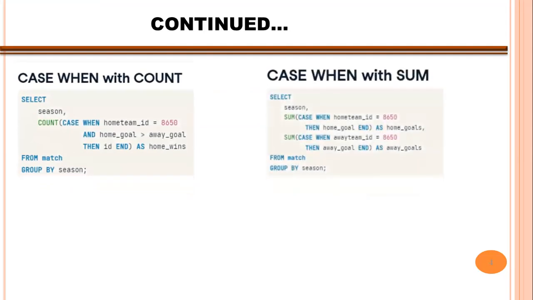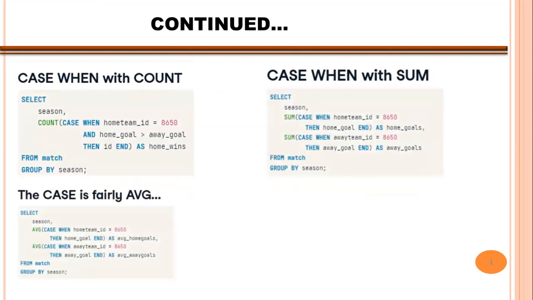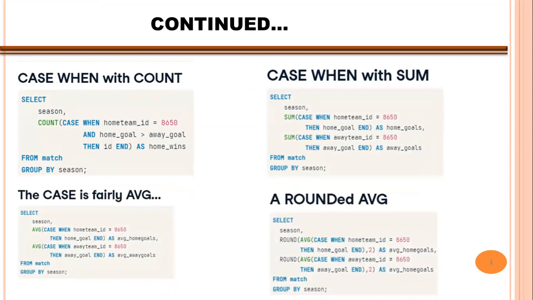Now, we can also use aggregate functions with the case statements. The syntax would remain the same. If you want the count of your case statement, you will simply write the syntax count followed by your case statement according to a given condition. If you want the sum of your case statement, simply the sum syntax will be followed by your case statement. Similar is the case with the average and the rounded average aggregations.